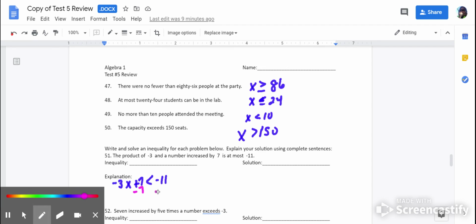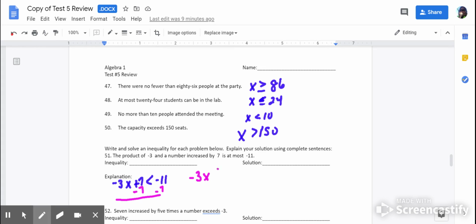We get ready to solve this. Subtract 7 from each side. We get -3x is less than -18. We want to divide each side by -3. When we have to divide by -3, we have to be careful. Negative divided by negative, we flip our sign. So instead of less than, it becomes x is greater than 6.